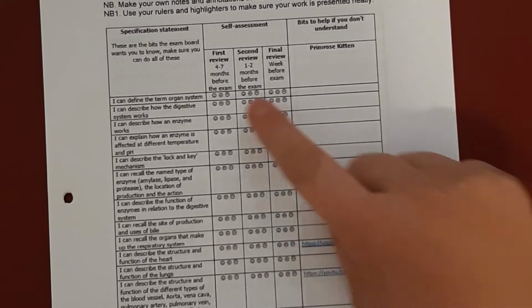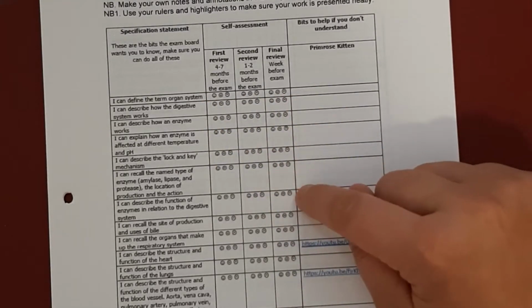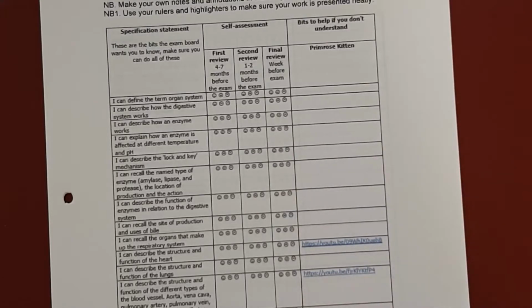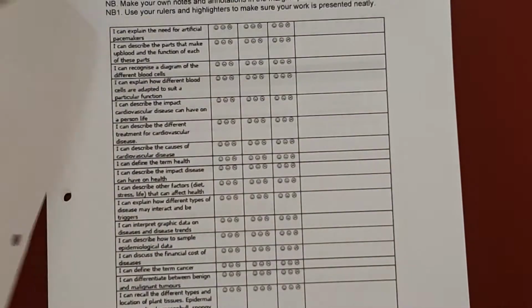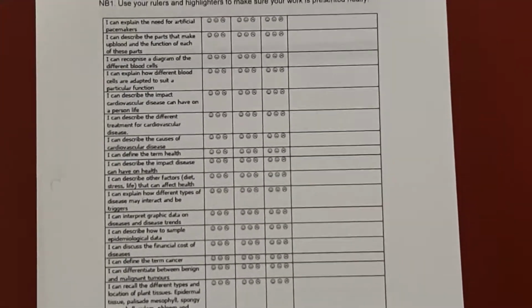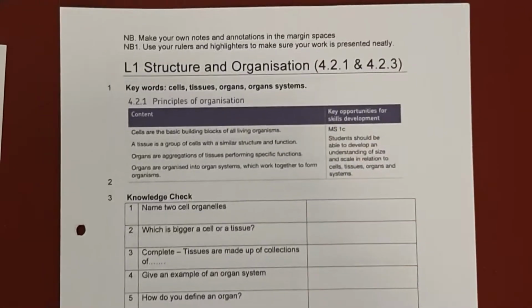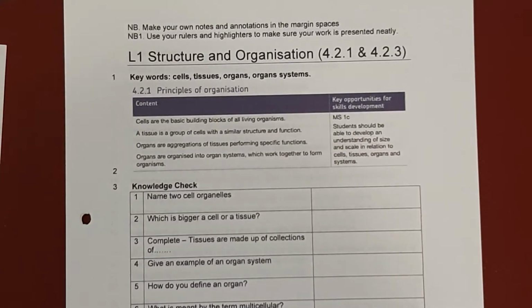And you need to make sure that you're working through each of these and going back and reviewing the things you don't know or you aren't confident with. This goes on to another page. And then we move on to our first lesson. So this is lesson 1, structure and organisation.